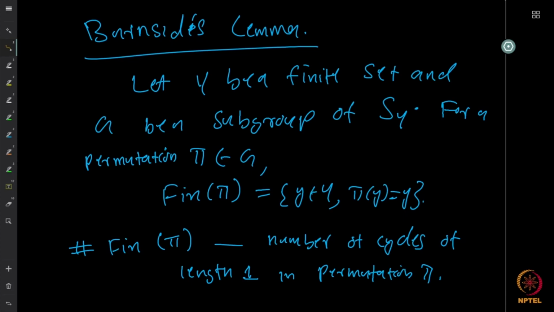Now the cardinality of the fix of pi is the number of cycles of length 1 in the permutation pi, right? That is clear because the cycle representation of the permutation tells you which elements are mapped to themselves. These are the unit cycles, right? When we put a single element in a bracket in the cycle notation, that tells you that this element is fixed, right? So the cardinality of the fix of pi is the number of cycles of length 1 in the permutation pi.